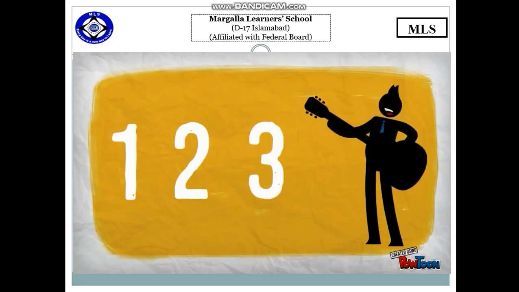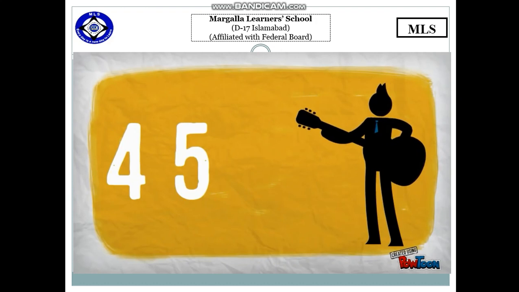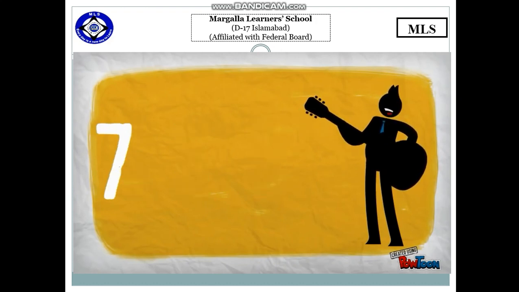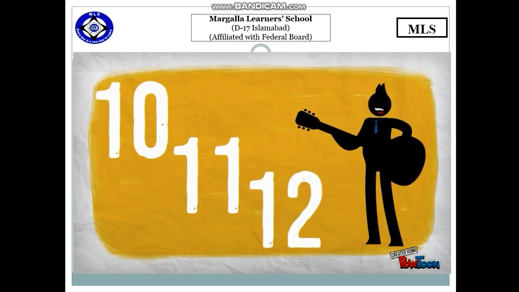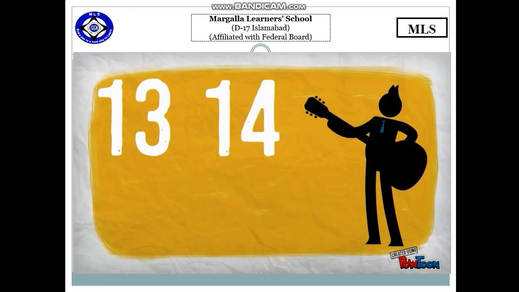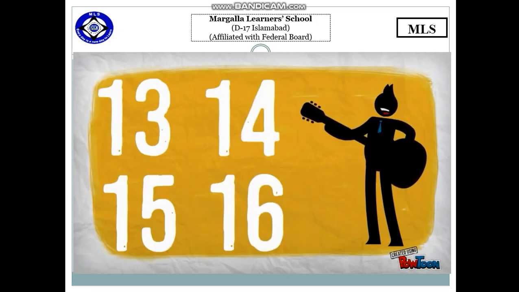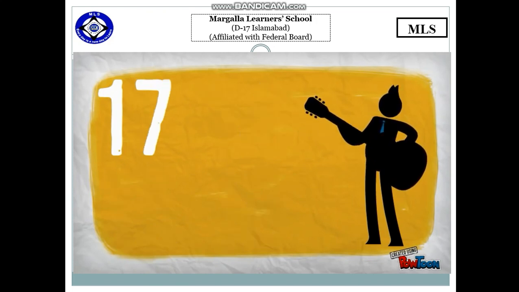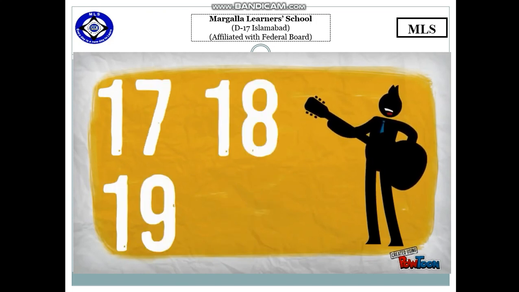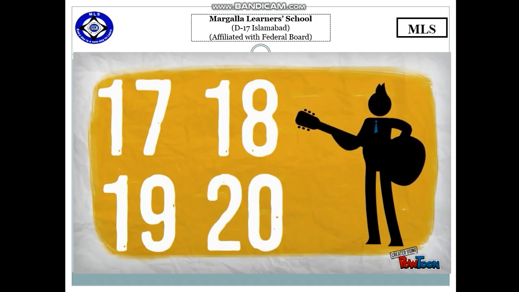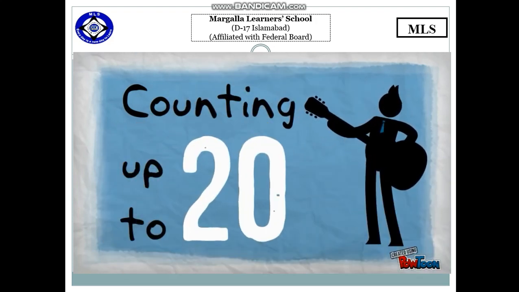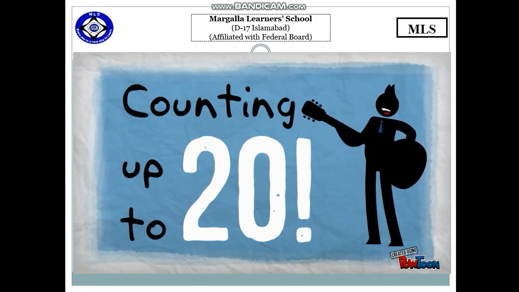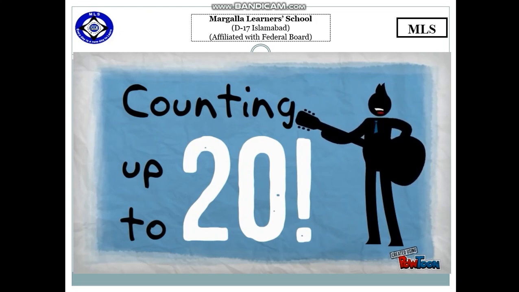1, 2, 3. 1, 2, 3, 4, 5, 6. 4, 5, 6, 7, 8, 9. 7, 8, 9, 10, 11, 12. 10, 11, 12, 13, 14. 13, 14, 15, 16. 15, 16, 17, 18. 17, 18, 19, 20. 19, 20. Counting up to 20. Come sing along with me. We'll do it easily.